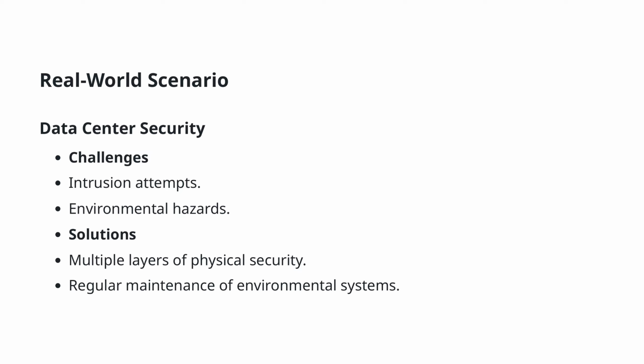To address these, organizations implement multiple layers of physical security. This means not relying on just one method, but a combination of measures such as biometric access controls, surveillance cameras, and secure entry points. Regular maintenance of environmental systems is also vital to ensure that fire suppression systems, temperature controls, and power management solutions are fully operational and effective at all times. Such a proactive approach helps mitigate risks and safeguard critical data and infrastructure.